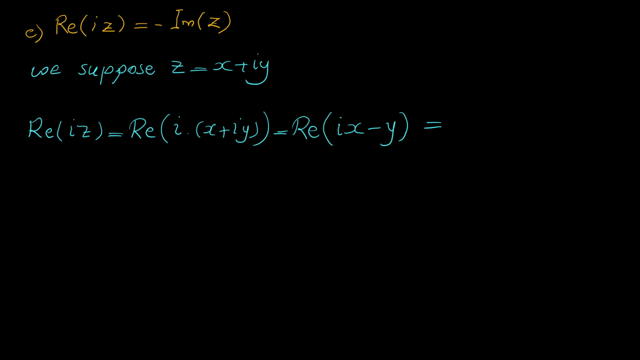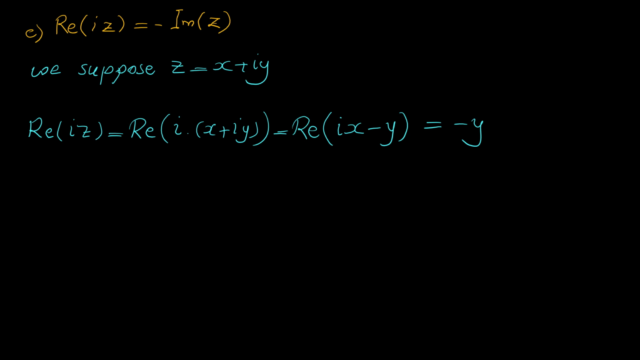Now, what is real of ix minus y? Real part of this complex number is negative y. X is the imaginary part and real part is negative y. So, the left side is negative y. Let's see what is the right side. It should be the same, because this is an identity we want to prove.